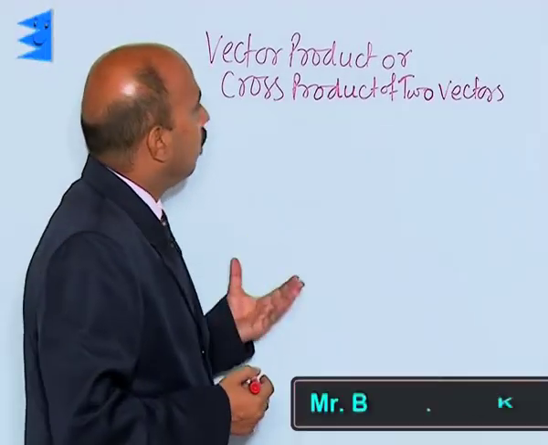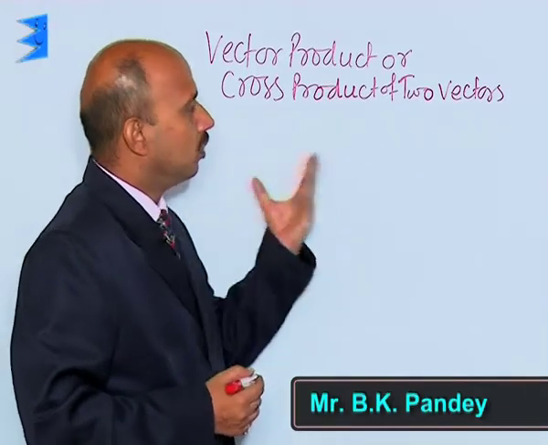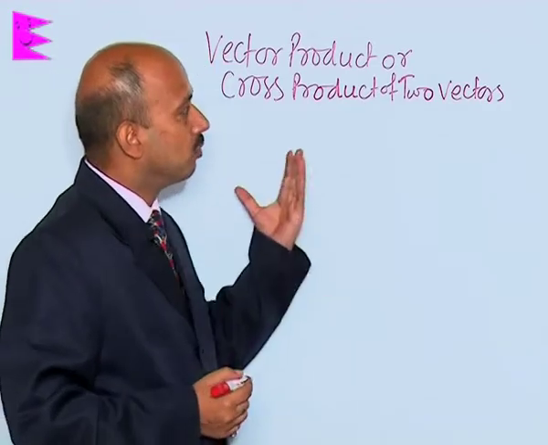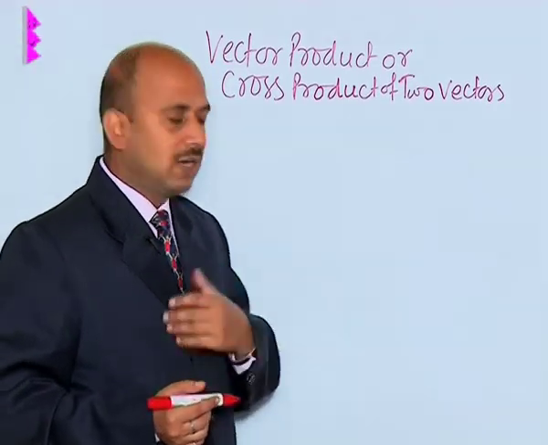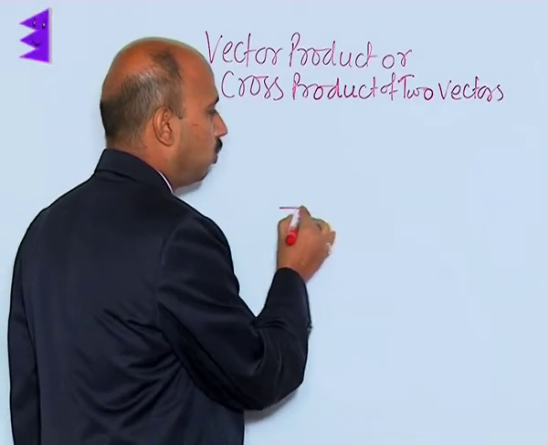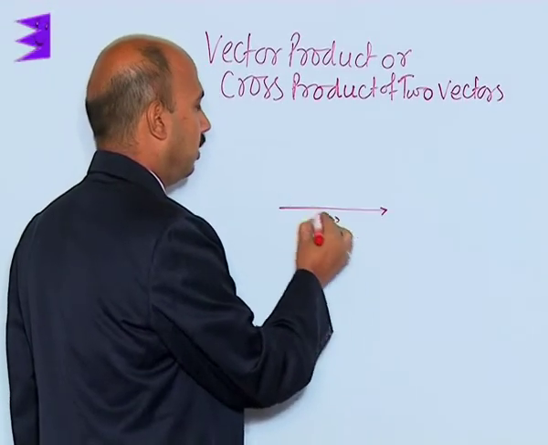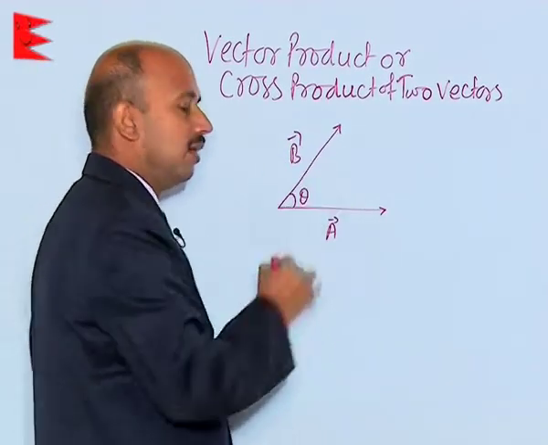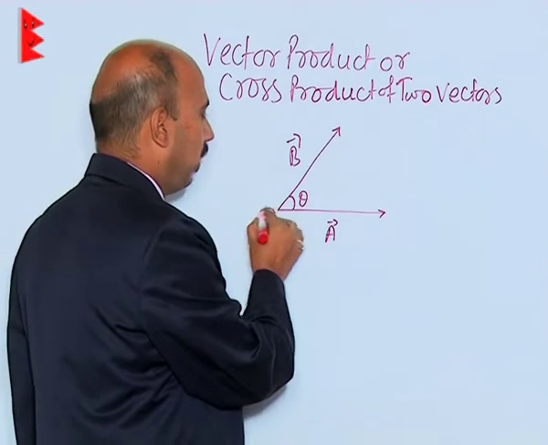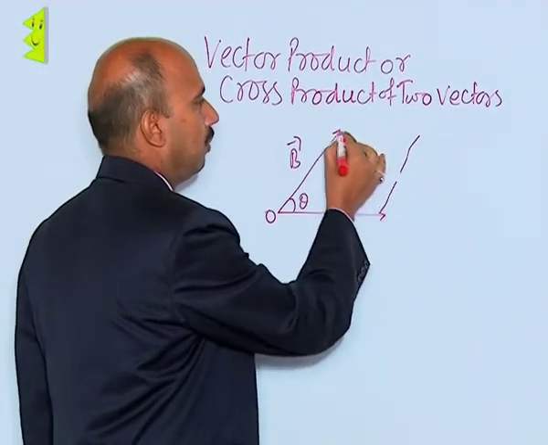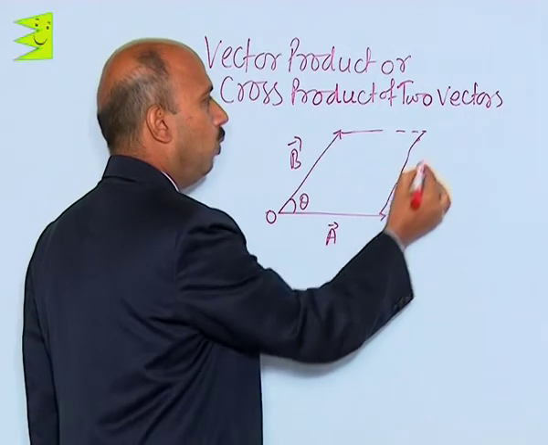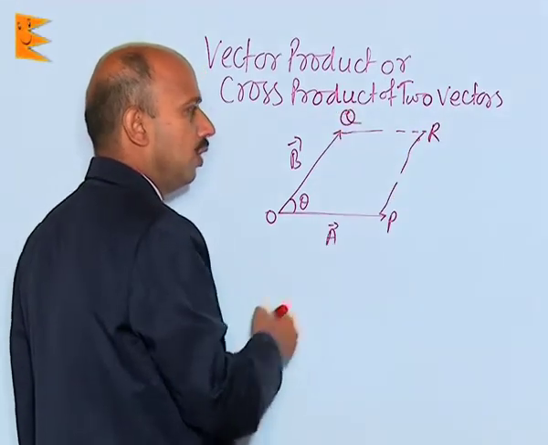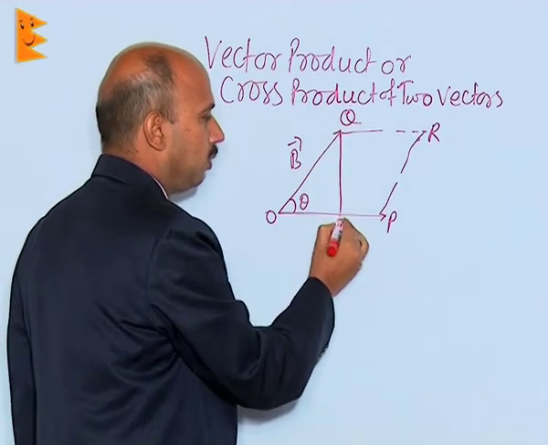In this topic of the vector product or cross product of two vectors, one more concept is the geometrical interpretation of the cross product. Let us understand this topic. Suppose you have two vectors, A and B. This is the angle theta between the two vectors, and this point is O. We can make a parallelogram like this. This is OP, this we can take as R, this as Q, and here we draw a perpendicular, say N.